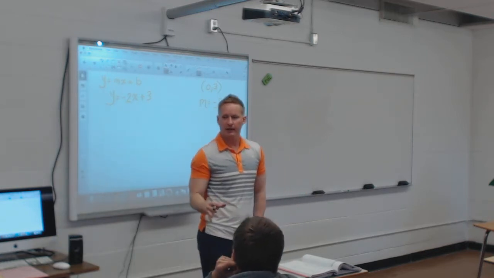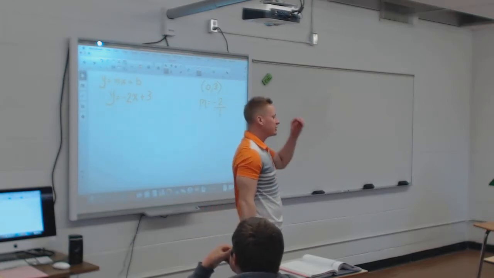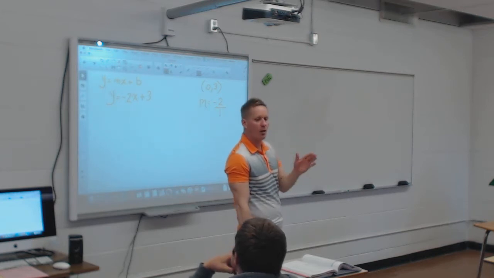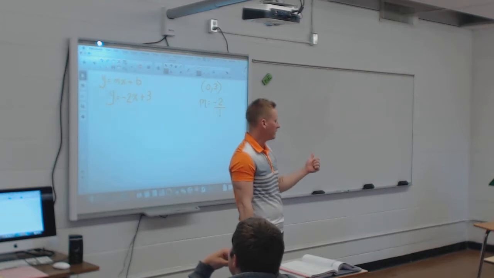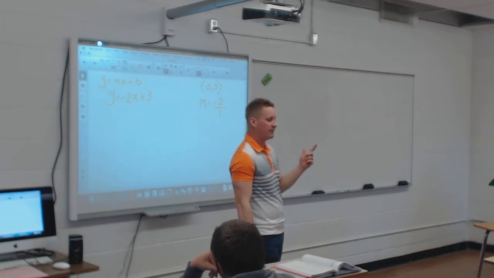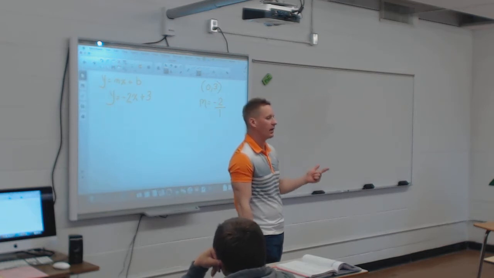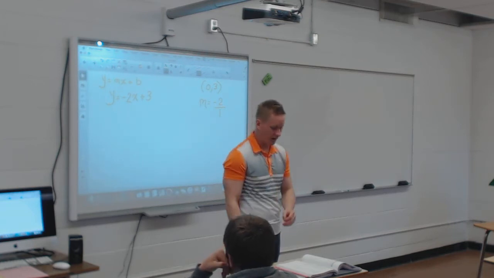That's all there is to it. Nothing is going to change here. As long as you have it in the form y equals mx plus b, m is always going to be in front of the x. That's your slope. That's your map. And the b value will be your starting point, which is your y-intercept. Okay? Any questions so far?